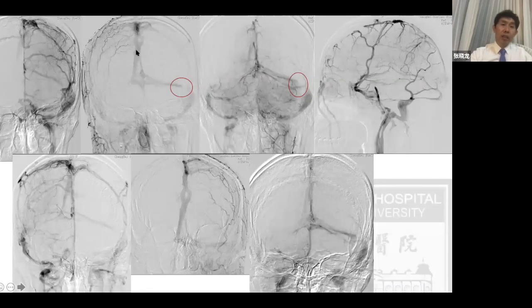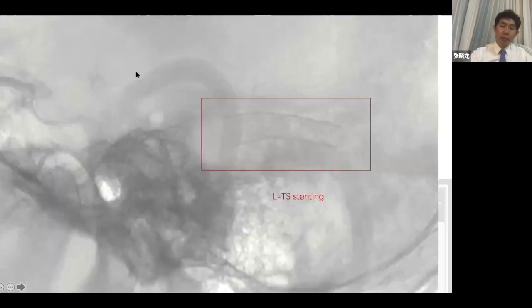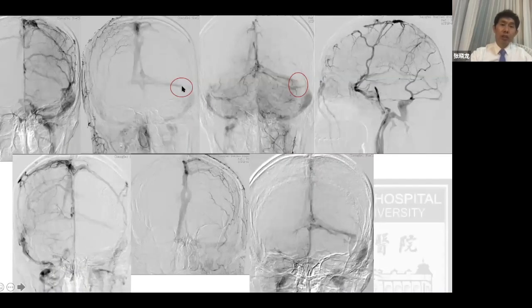From the ECA angiography, we can see the superior sagittal sinus was still here, but the stenosis was here. But from the internal carotid artery, we cannot see the superior sagittal sinus. It was not shown here. It can only be shown with the external carotid artery angiography because the fistula was reflux.